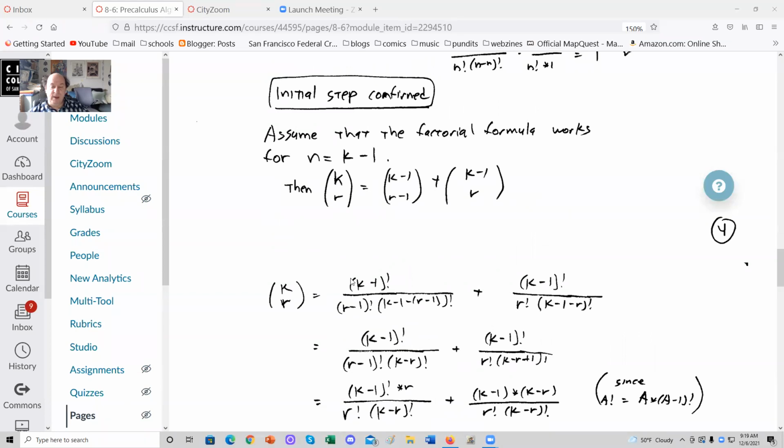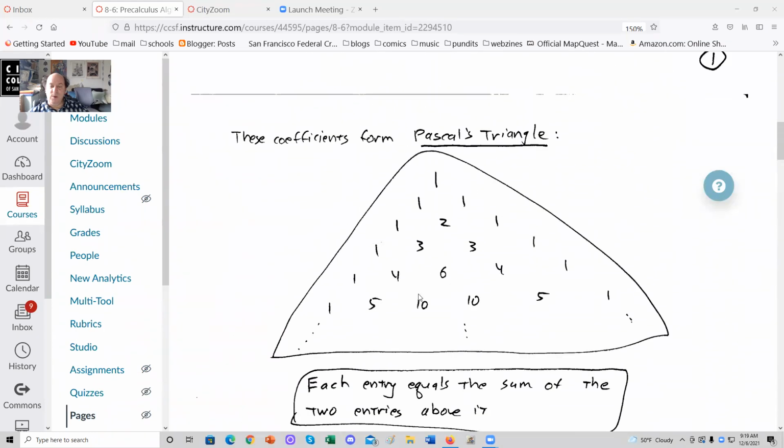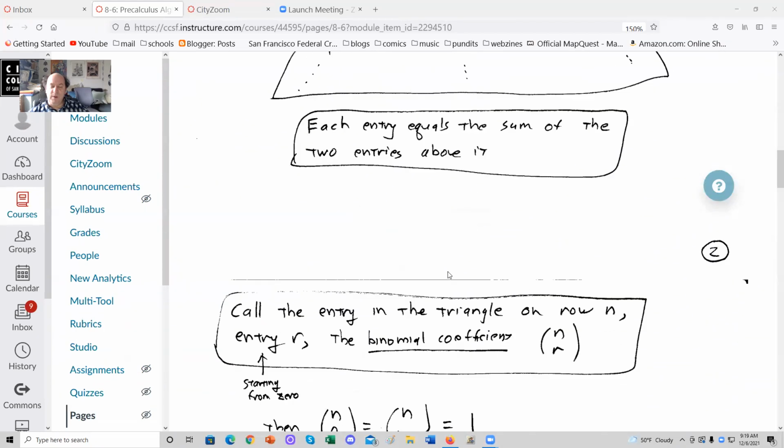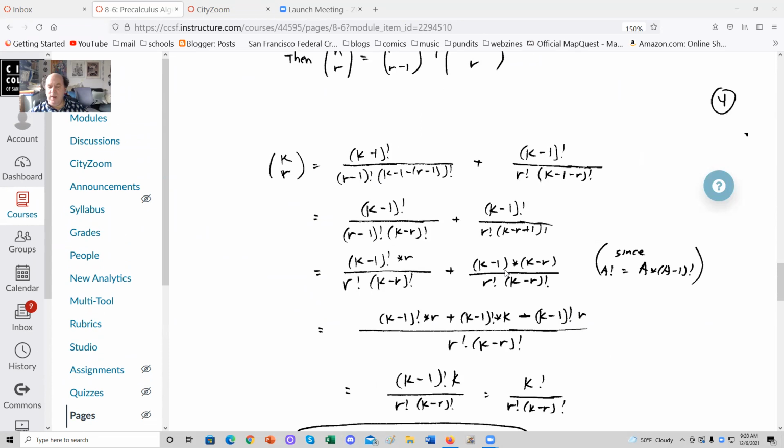What is that? Well, the sum of the two above it. That's how Pascal's triangle worked. Each entry is the sum of the two above it. So it will be k minus 1 choose r minus 1 plus k minus 1 choose r. Now, assuming the formula works for k minus 1 here and k minus 1 here, this will be k minus 1 factorial over r minus 1 factorial times k minus 1 minus r minus 1 factorial, plus k minus 1 factorial over r factorial times k minus 1 minus r factorial.